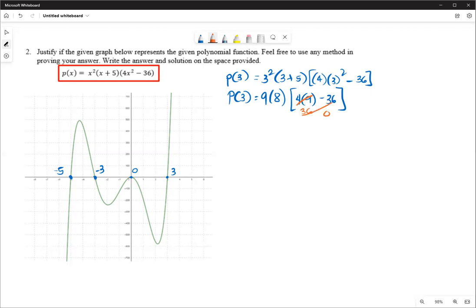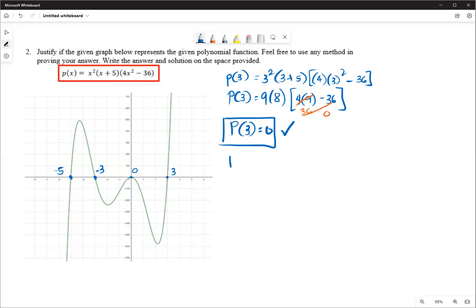So if we multiply 0 by 8 and by 9, we will end up with a 0 result. Therefore, p of 3 is equal to 0, which shows that 3 is a zero of the polynomial function. Let's move on with our next zero, which is 0.